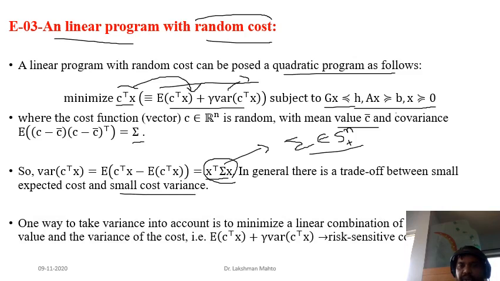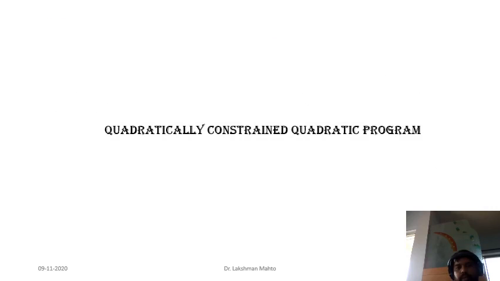So in general, there is a trade-off between small expected cost and a small cost variance. One way to take variance into account is to minimize a linear combination of the expected value and the variance of the cost. That means we are not only minimizing the variance, we minimize this augmented form, the augmentation of expected value and the corresponding variance. It has a name, we call it risk sensitive cost. So in place of minimizing C transpose X, we are minimizing the risk sensitive cost.